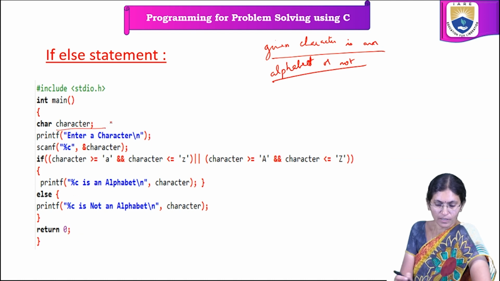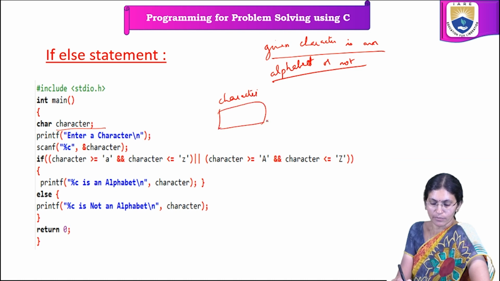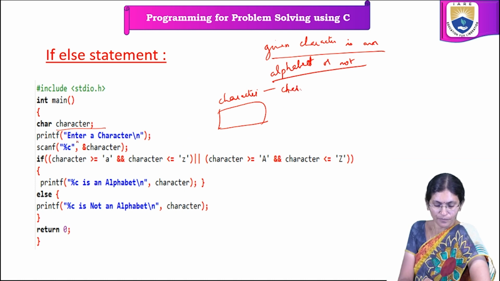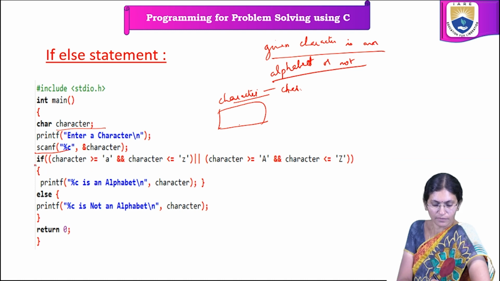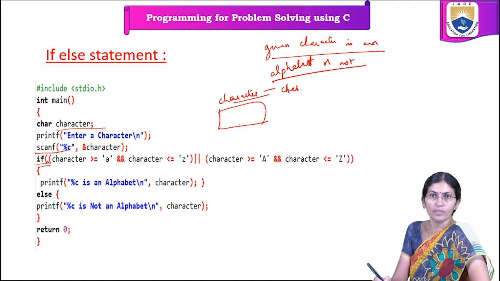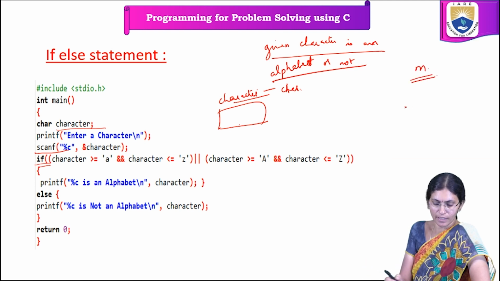So we have written a program. We have defined a variable character. The data type of this is char because we have to enter character data type here. Then by using the scanf function, some character value will be read into this variable. Then after that we have to check the condition. Suppose the user is entering M here.